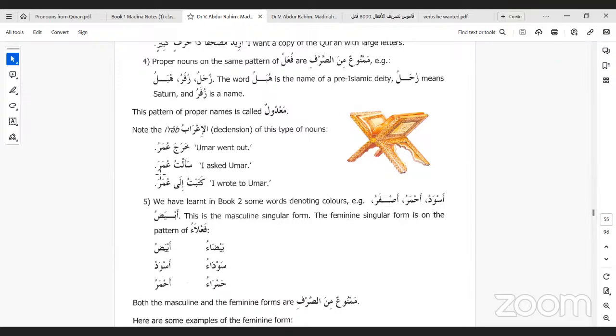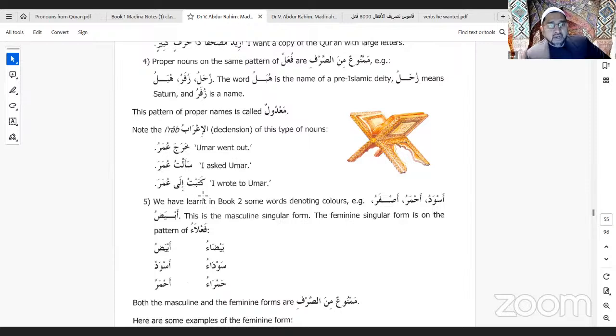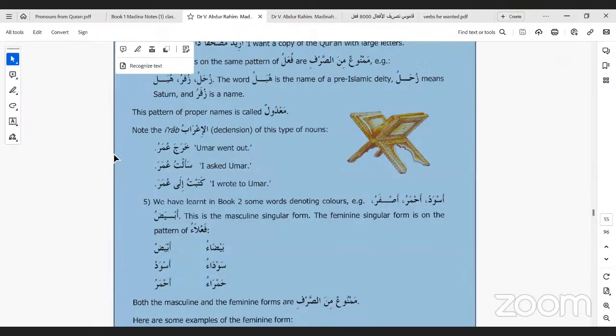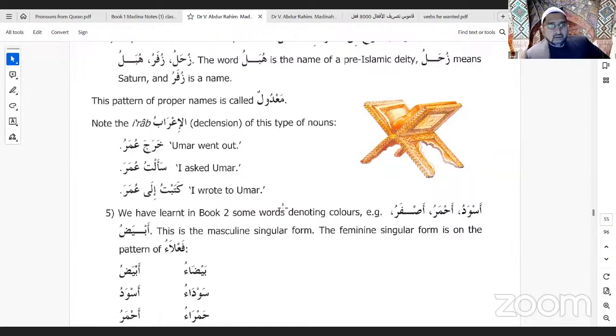I asked Umar. Correct. And the third one is now coming after a preposition. It doesn't take a kasra. Instead, it takes a fatha. So read this, please. Katabtu ila Umara. I wrote to Umar.